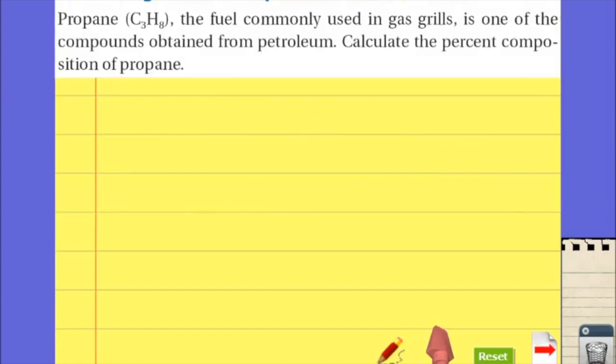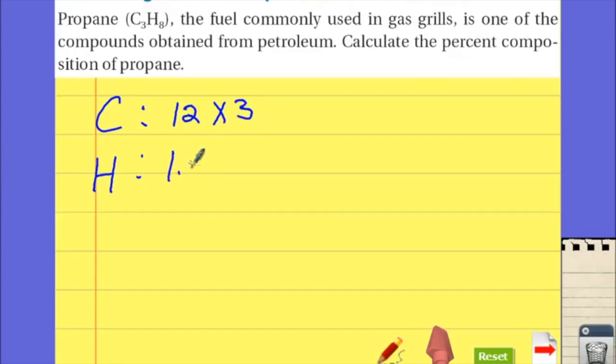Okay, propane, the fuel commonly used in gas grills, is one of the compounds obtained from petroleum. Calculate the percent composition of propane. I don't think I'm going to do this to save time, because it is the exact same thing. You use propane, C3H8, this is your carbon, this is hydrogen. You put the mass of carbon, which is 12, times the number of carbon, which is 3. I said I wouldn't do it, and I end up doing it.